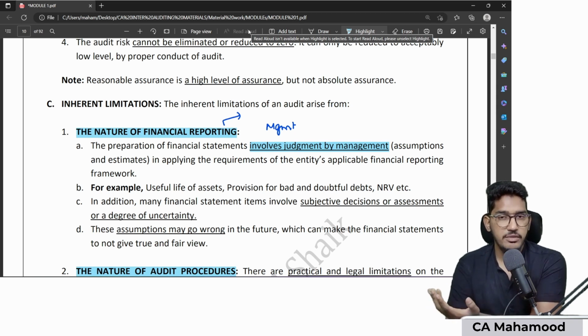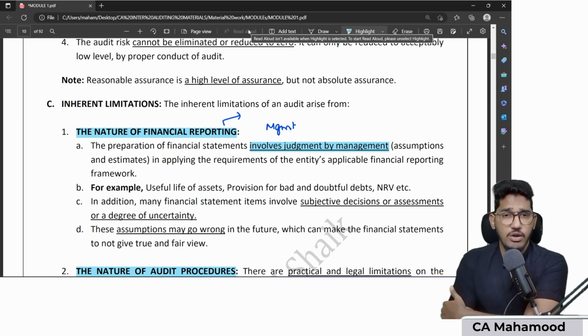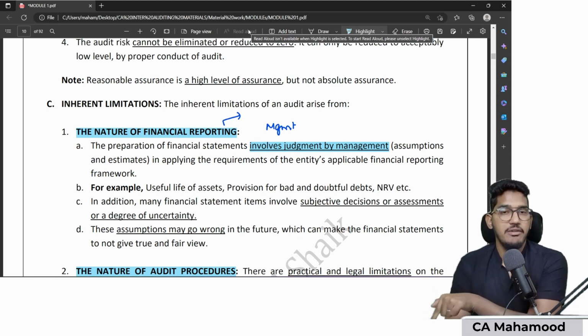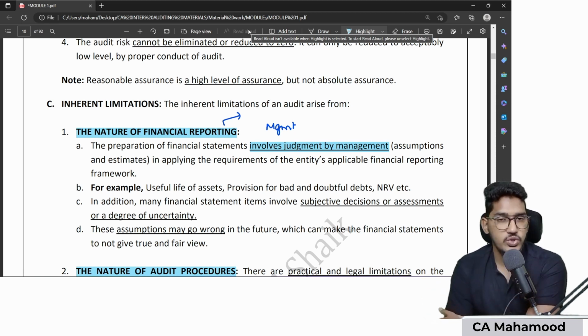What do you mean by estimate? When you don't know something with accuracy, then we use an estimate, no? And when I use an estimate, that estimate will always have a possibility of going wrong. Similarly, the management will make assumptions and estimates while preparing financial statements, and these assumptions can go wrong in the future. And when these assumptions go wrong, financial statements also go wrong. And when the financial statements go wrong, the auditor's opinion also will go wrong.